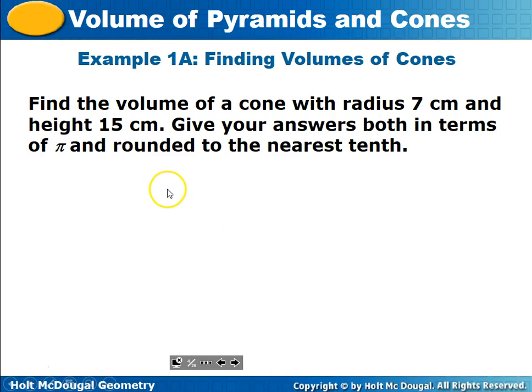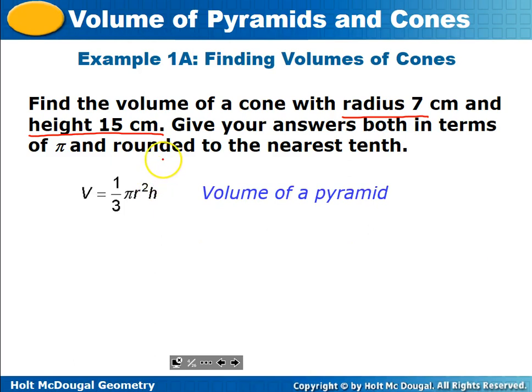It says here, find the volume of a cone with a radius of 7 and a height of 15. Give your answer in terms of pi and round it to the nearest tenth. So obviously the two measures we need are that the radius is 7 and the height is 15. This one's pretty easy because we're literally just plugging it into the formula. Volume equals 1/3 pi r squared times h. Now when I do this, I don't do the 1/3, I divide. So when I typically do this, I do 7 squared times 15, I divide that by 3, and then I add pi at the end.